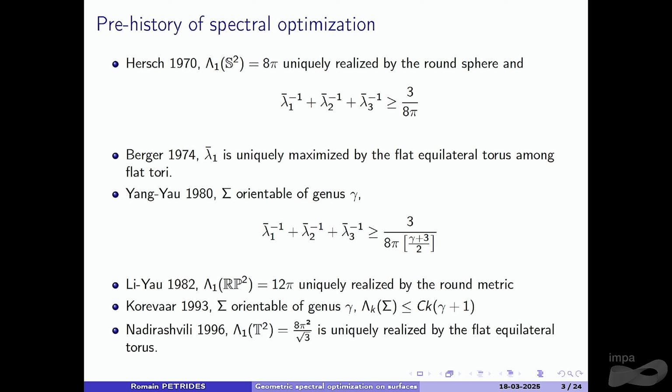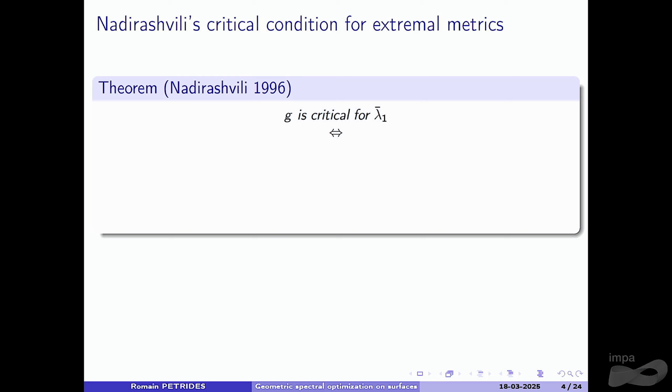And finally, Nadirashvili proved that the flat equilateral torus is the maximizer for the first eigenvalue on tori. What is interesting in Nadirashvili's result is that you have a maximizer, but also a method that is suggested. It is suggested by this theorem that Misha told you about yesterday from the geometric point of view. I will focus on the analytic point of view for this presentation.